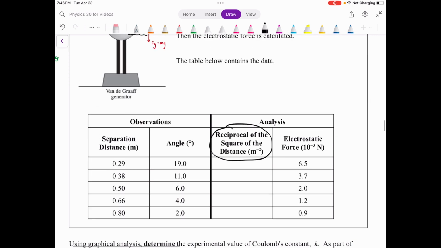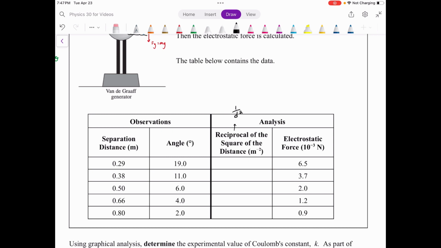So that's why we're finding the reciprocal of the square of the distance. That's going to be what we put on our x-axis, so that when we plot the force as a function of this, we get a straight line. If we plotted the force as a function of the distance, we would get that inverse square shape, because force is inversely proportional to the square of the distance, which means it's directly and linearly proportional to the reciprocal of the square, right? This is just 1 over r squared, or in this case, they're calling it d squared.